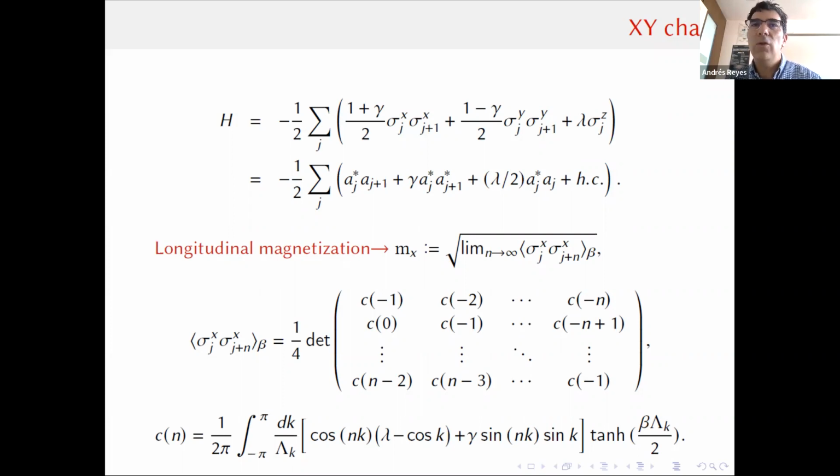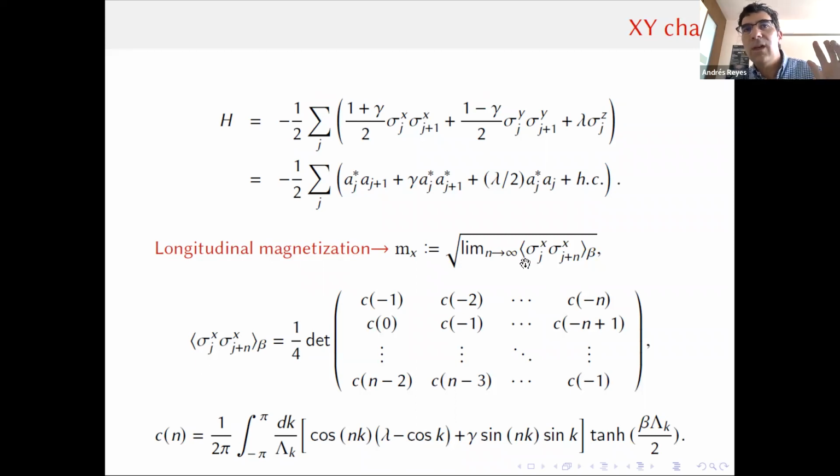And even if there is no thermal phase transition, there is in fact a change of magnetic regime that depends on temperature. And this can be studied by considering the longitudinal magnetization, which is defined as this correlation function.